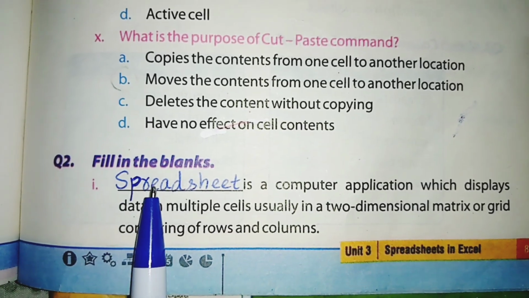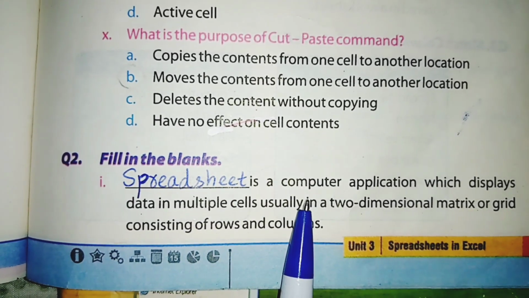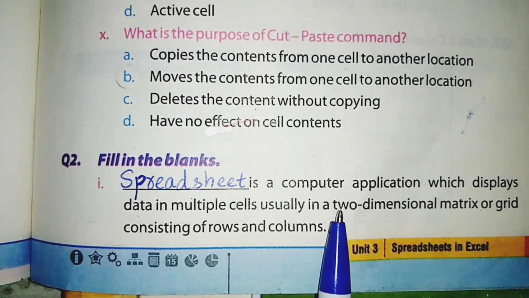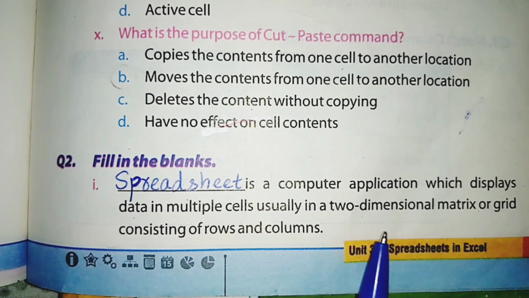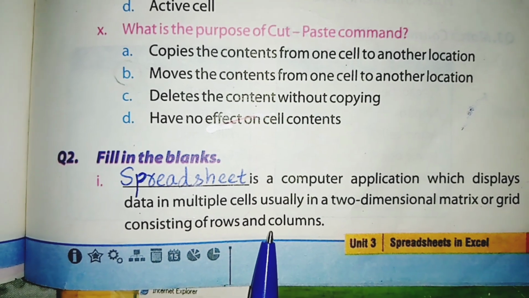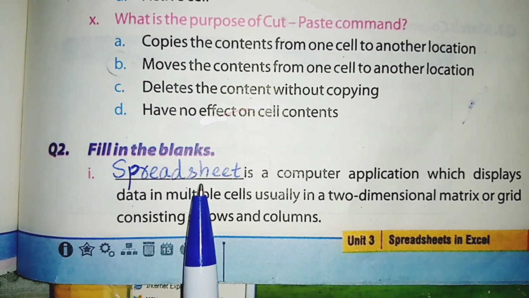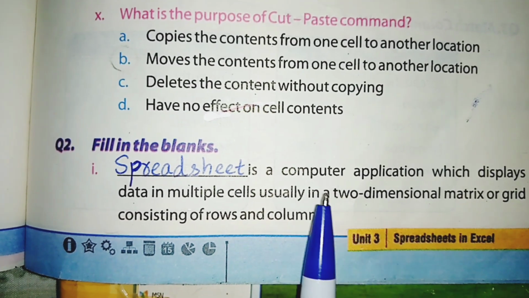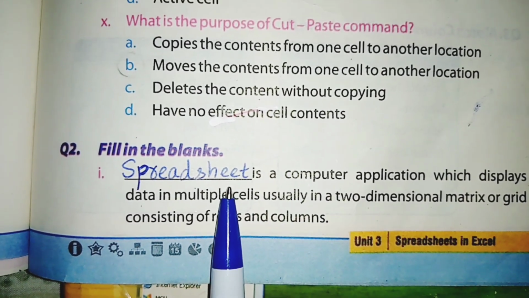Question number 2 is fill in the blanks. Dash is a computer application which displays data in multiple cells, usually in a two-dimensional matrix or grid consisting of rows and columns. Students, we know that spreadsheet is a computer application which displays data in this format. So write spreadsheet in this blank.